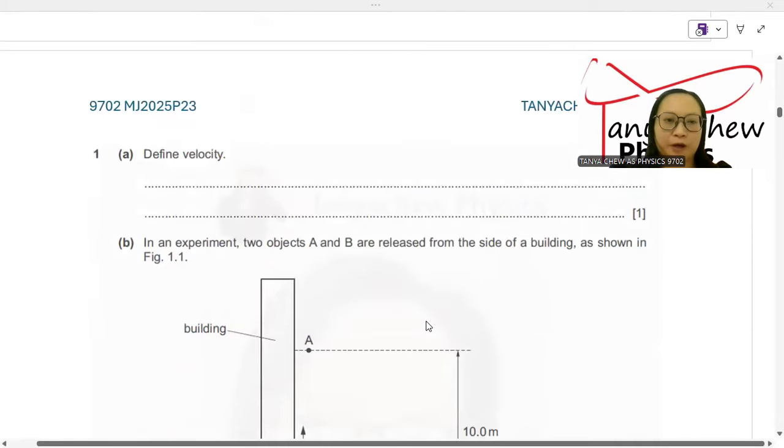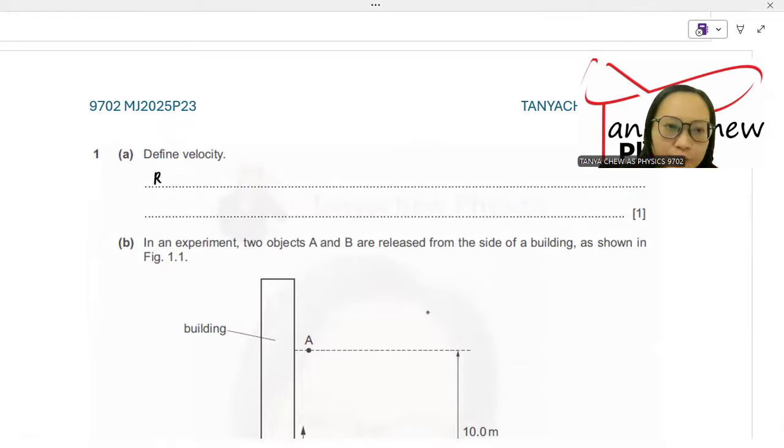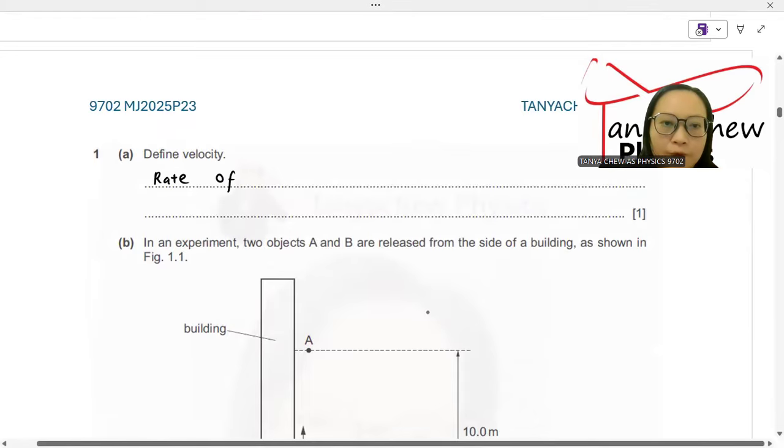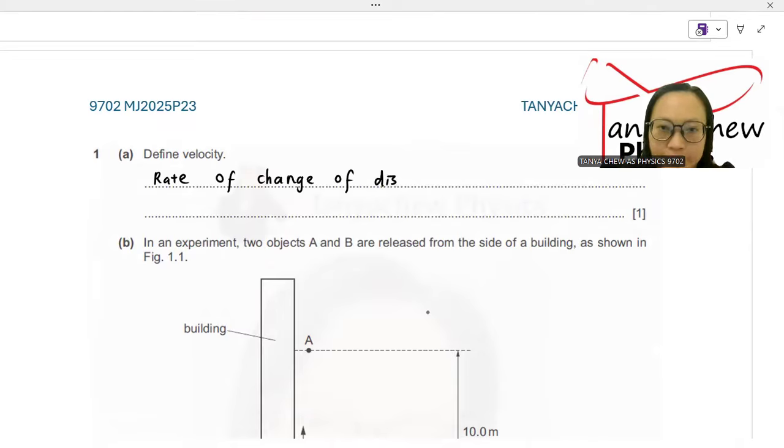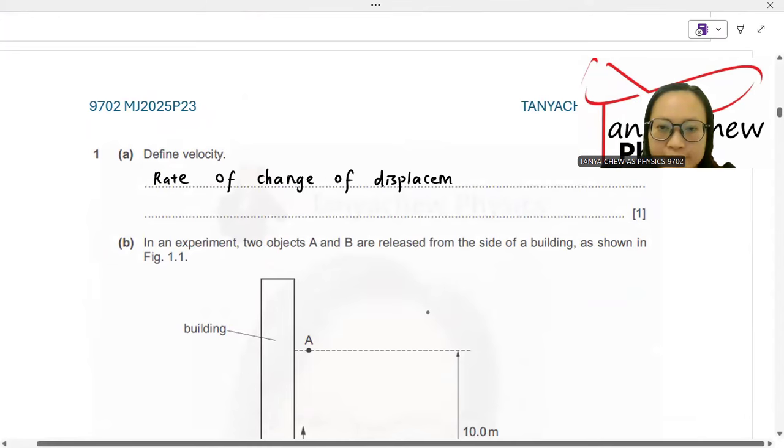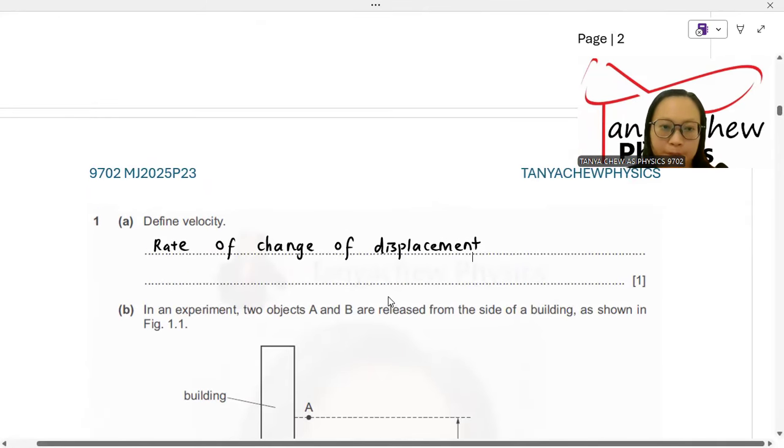Question number 1, A, define velocity. Velocity is defined as the rate of change of displacement. Remember, velocity is a vector quantity. Displacement is also a vector quantity.